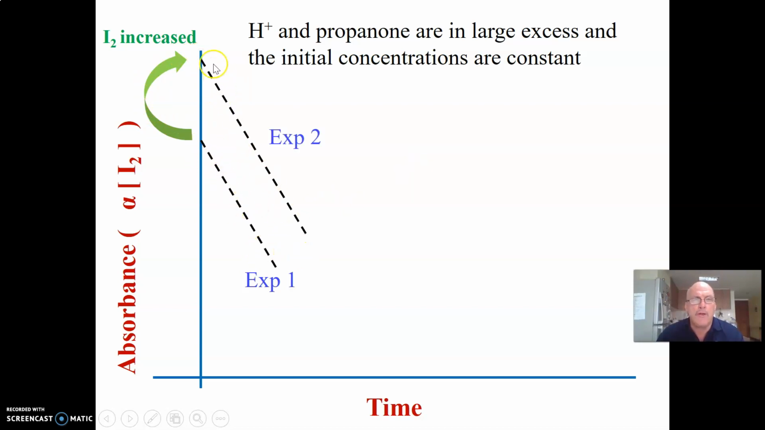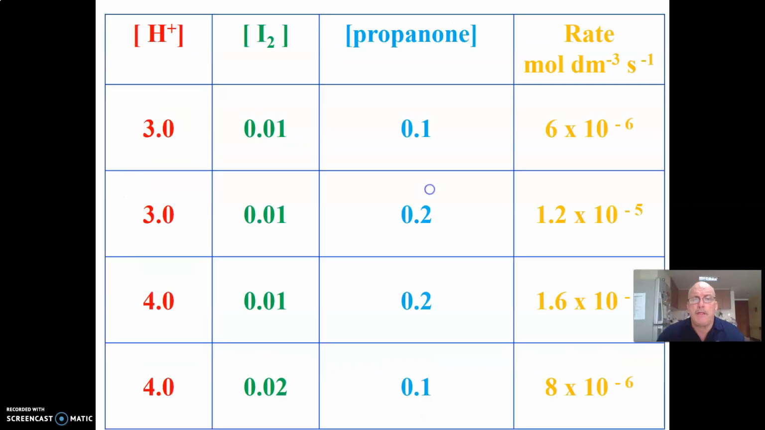We have a constant gradient. The rate is unaffected. The rate of iodine consumption, the rate of the overall reaction, is unaffected by changes in the iodine concentration. So there's the conclusion. Iodine concentration does not affect the rate. Okay? So there's the 3 mini conclusions.